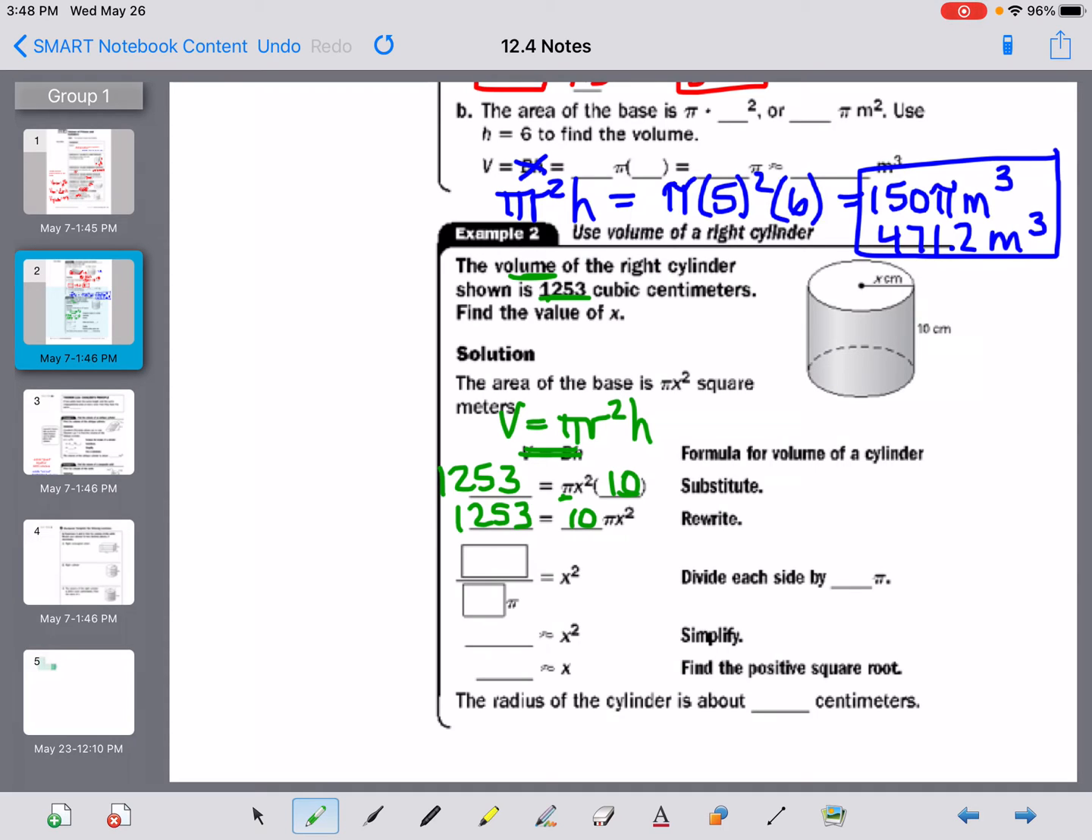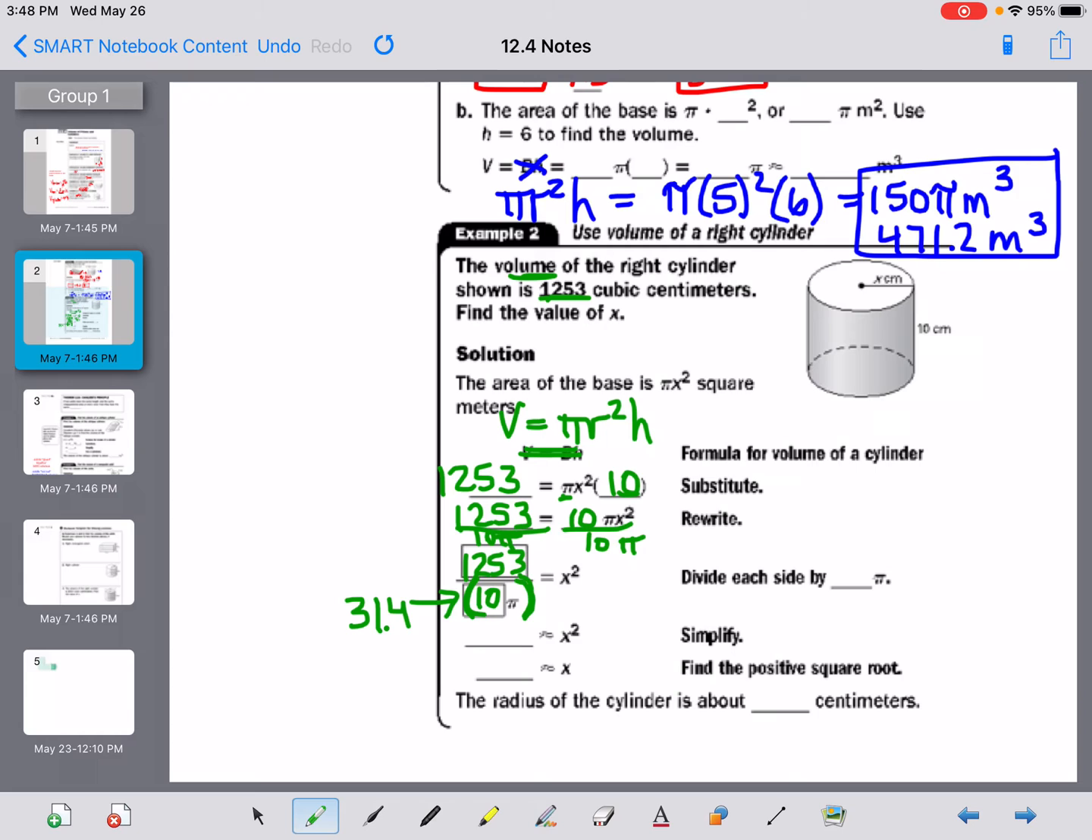I want to get x by itself. So first, I have this 10 pi connected to x squared. How is it connected? By multiplication. So how do I get rid of multiplication? I divide. So I divide both sides by 10 pi. Now, be very careful, because if you just type in 1,253 divided by 10 pi on your calculator, there's a good chance you're going to get the wrong answer, okay? Because you have to tell your calculator you're dividing by all of 10 pi at once. So you have two options. You either need to put parentheses around those 10 pi, or turn that 10 pi into a decimal, which would be like 331.4 maybe.